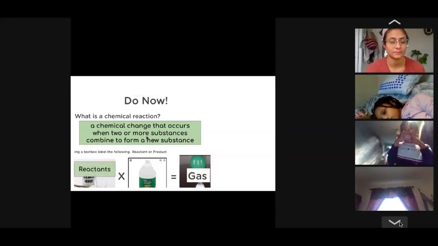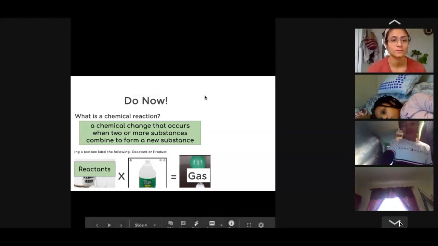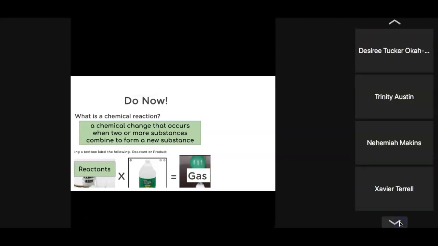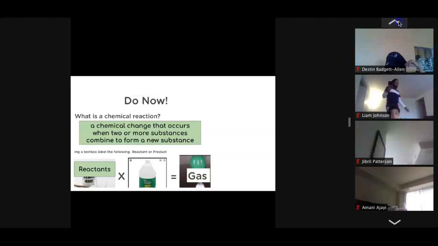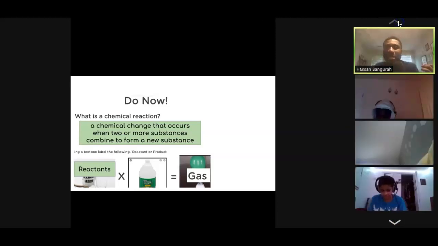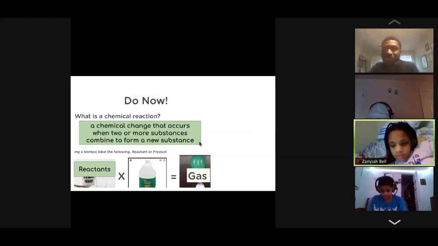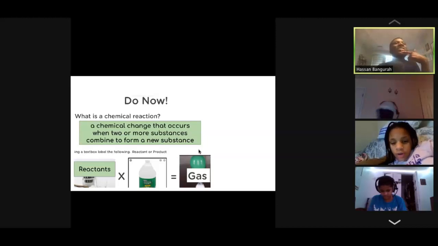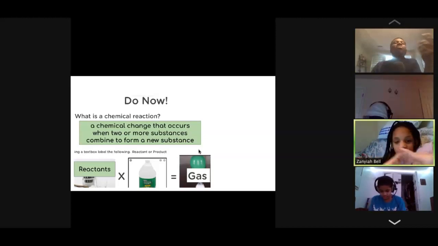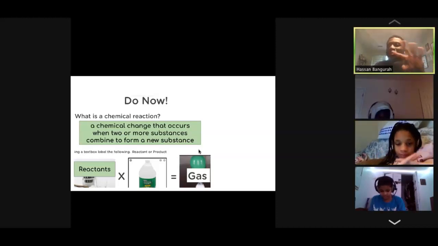It's a reactant because it's a single substance. Now let's go to vinegar. Is vinegar a reactant or a product? Zanaya Bell, would vinegar be a reactant or a product? I think it'll be a product. It's a reactant because, like you just said, it's a single substance. I can't say that word. It won't say I can't in this class, okay? Thank you for trying. I agree with you.